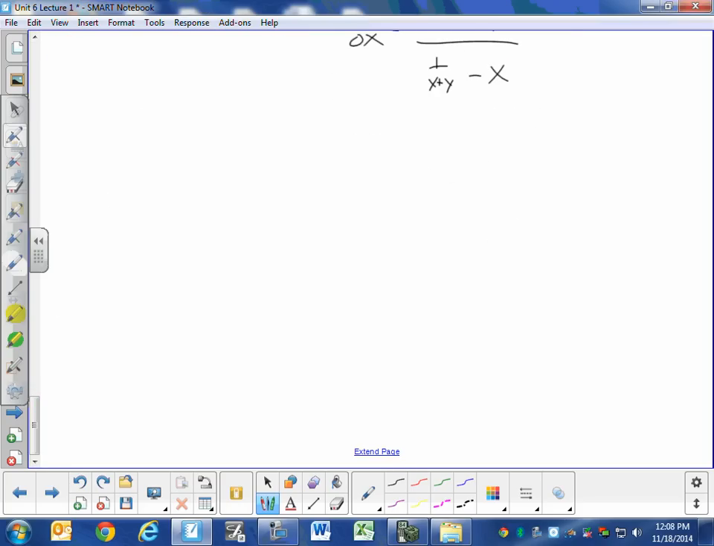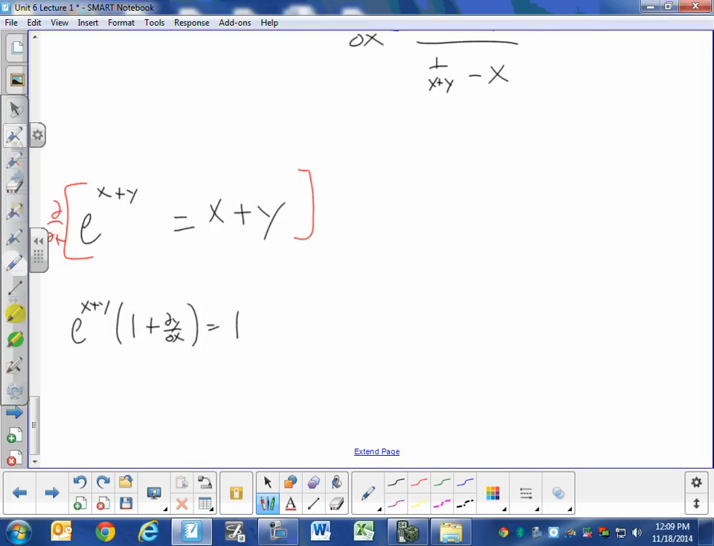And we could do the same thing with an implicit equation with e. Maybe we have x plus y in the exponent of e. When I took the derivative, it'd be e to the x plus y times the derivative, which would be 1 plus dy/dx. And over here, I have 1 plus dy/dx.